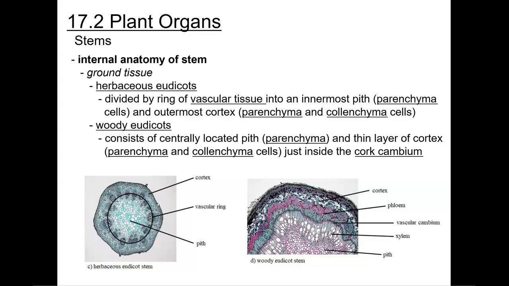If it's a woody eudicot, which is what you're going to see to the right-hand side, the herbaceous was what's on the bottom left. The woody eudicots are going to consist of a centrally located pith, which is made up of parenchyma, and then you're going to have a thin layer of cortex, which is made up of a mixture of parenchyma and collenchyma cells. Just inside of that, you're going to have what's called the cork cambium.